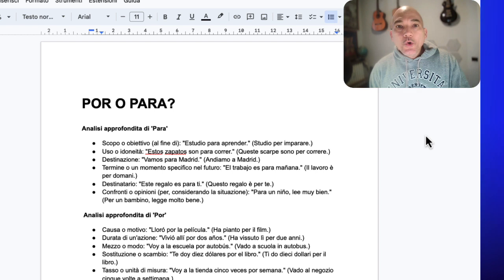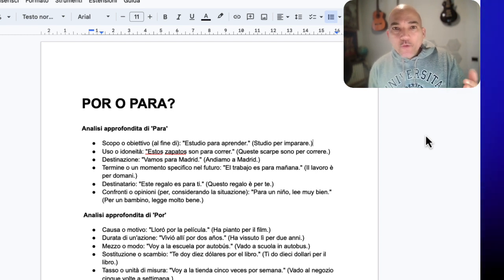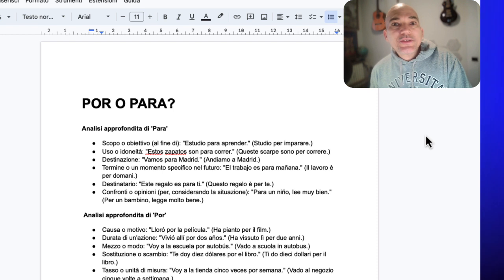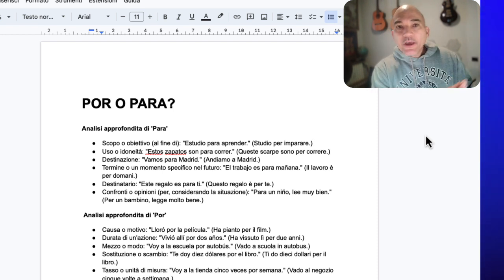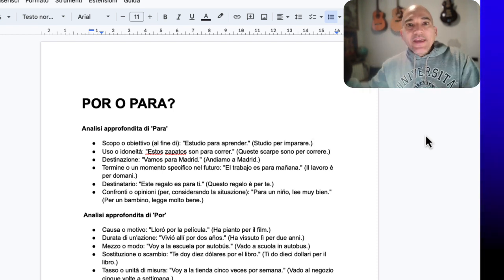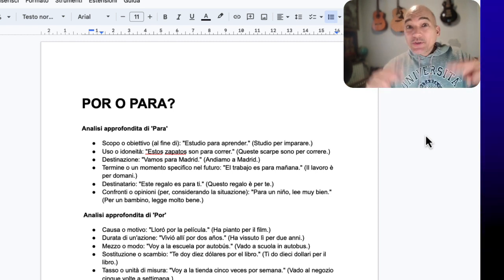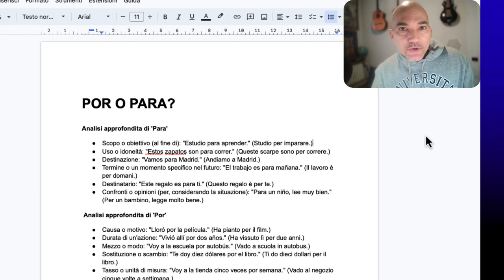Rule number 1. Rule number 2, when you're using for in English, when you're giving something to someone, a gift, or you're planning something for a goal, then you always use para. This is for you. Esto es para ti. This is to buy a house. Esto es para comprar una casa. So with those tips, you can cover almost 80% of the cases.